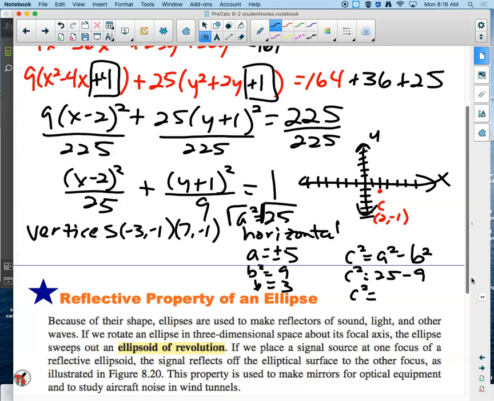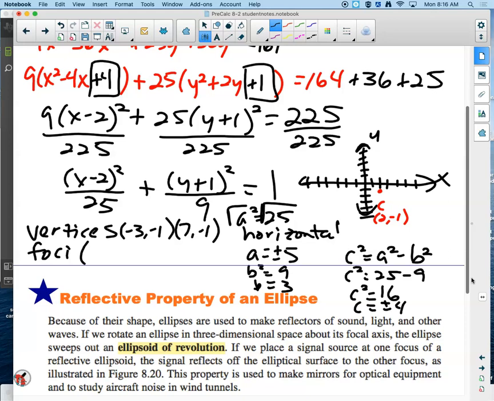C squared is 16. So C would be... now again, that's not saying here are your foci. It's saying the foci are going to be 4 units away from the center horizontally because they have to be on that main axis. So we need to think the same way that we did for the vertices. I'm at a 2 right now, but I have to go 4 units back to get to one of the foci.